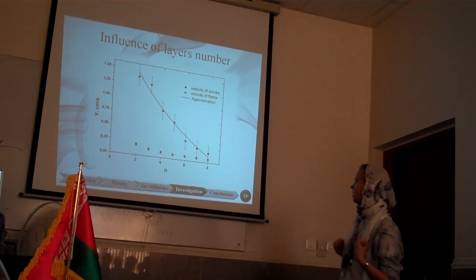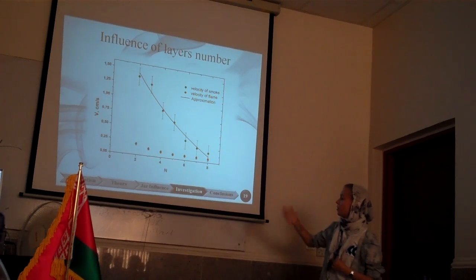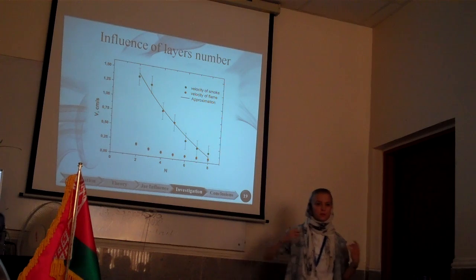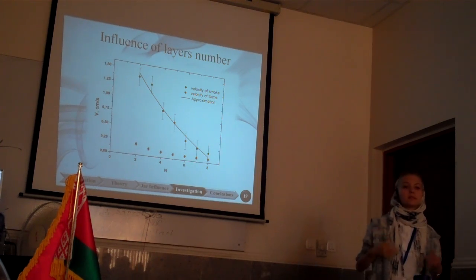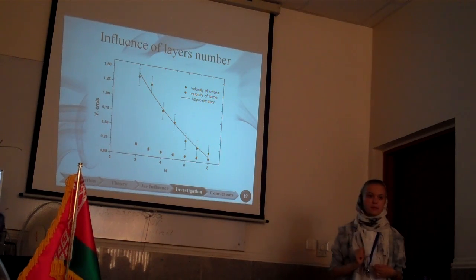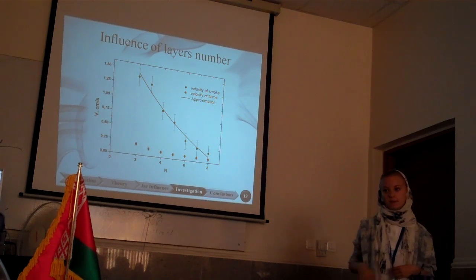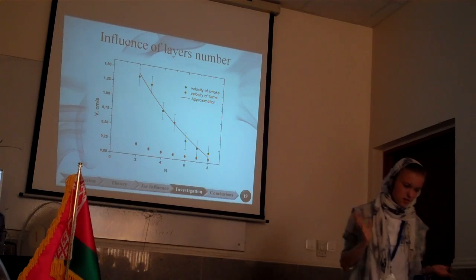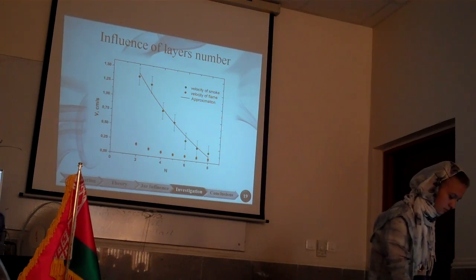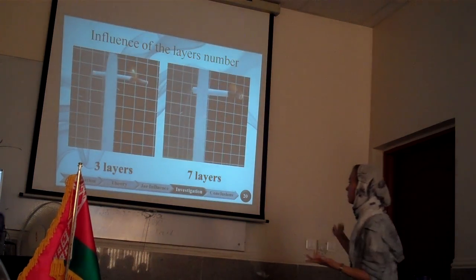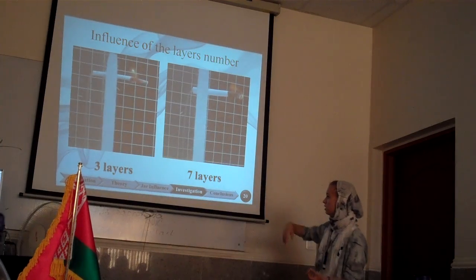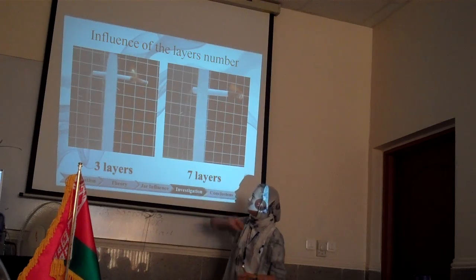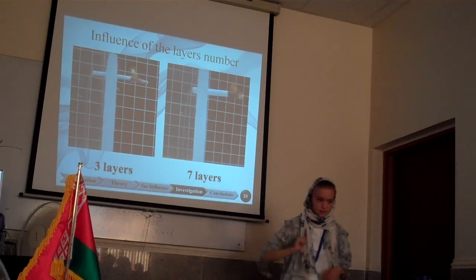Now let's turn to the next parameter, the number of layers. Here you can see the velocity of the smoke and the velocity of the flame. Here you can see the approximation from the theory. In our theory, we predict that this dependence should be hyperbolic, and as you can see, the approximation is quite good. And you can see the comparison between different numbers of layers.